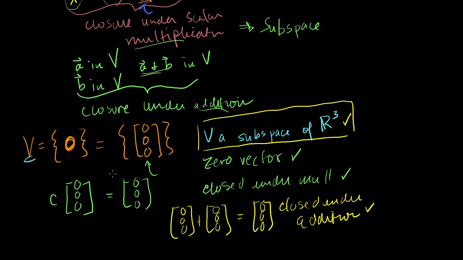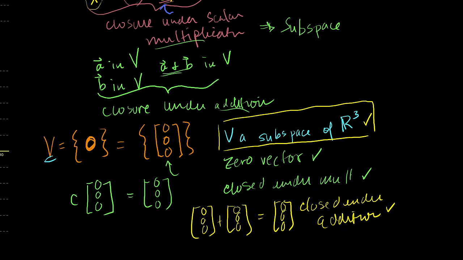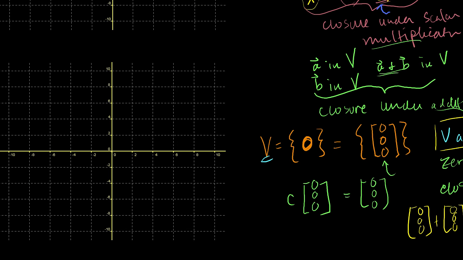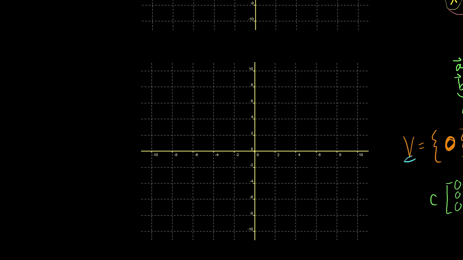You can't do anything with the vectors in it that will somehow get you out of that subspace, at least if you're dealing with scalar multiplication or addition. Now let me do one where the idea will be a little clearer, if I show you an example of something that is not a subspace.